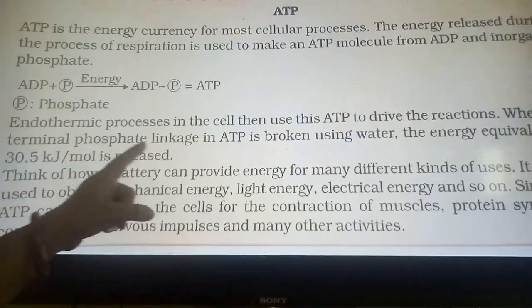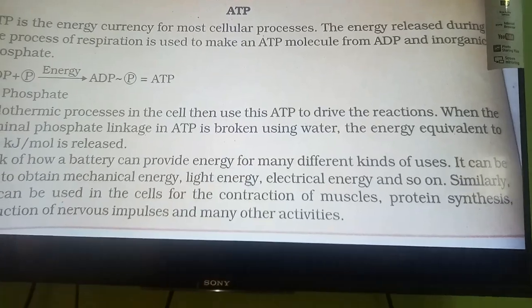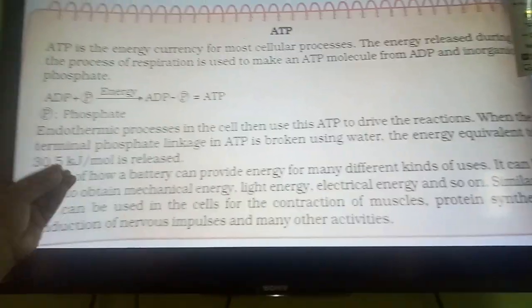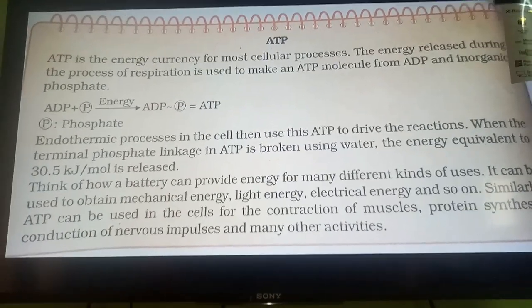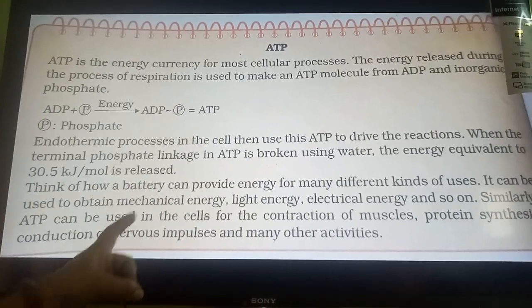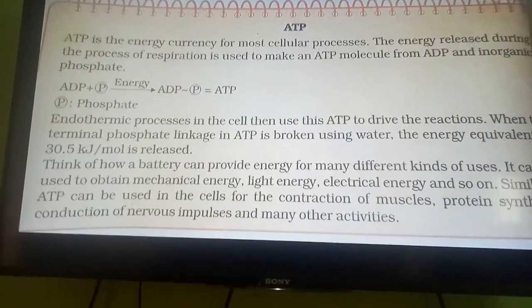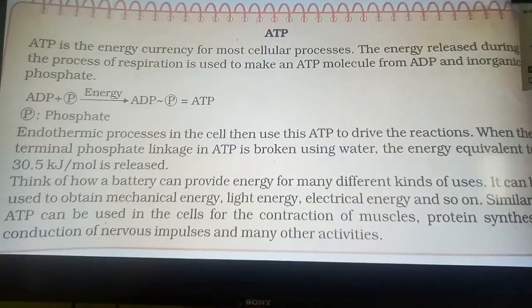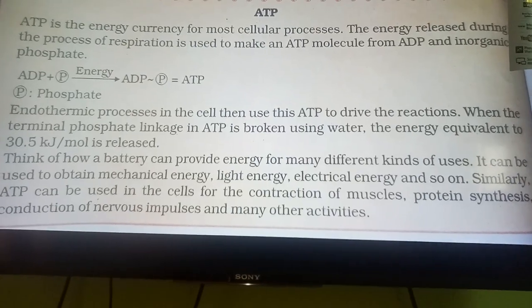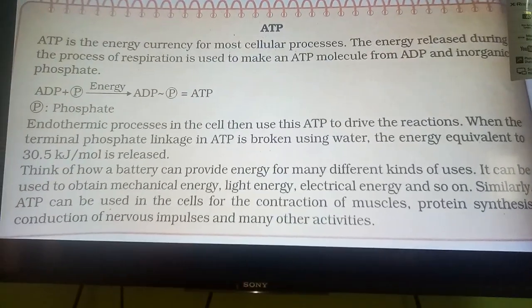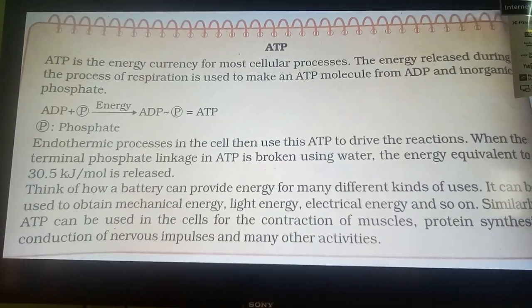When the terminal phosphate linkage in ATP is broken using water, energy equivalent to 30.5 kilojoules per mole is released. Okay, think of how a battery can provide energy for many different kinds of uses. It can be used to obtain mechanical energy, light energy, electrical energy, and so on. Similarly, ATP can be used in the cells for the contraction of muscles, protein synthesis, conduction of nervous impulses, and many other activities.